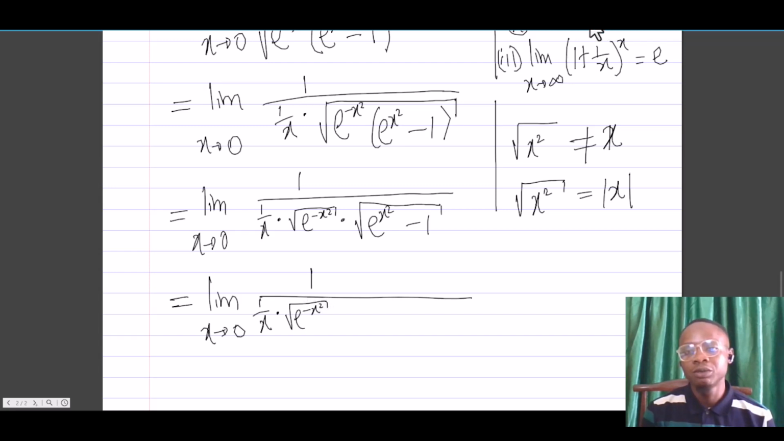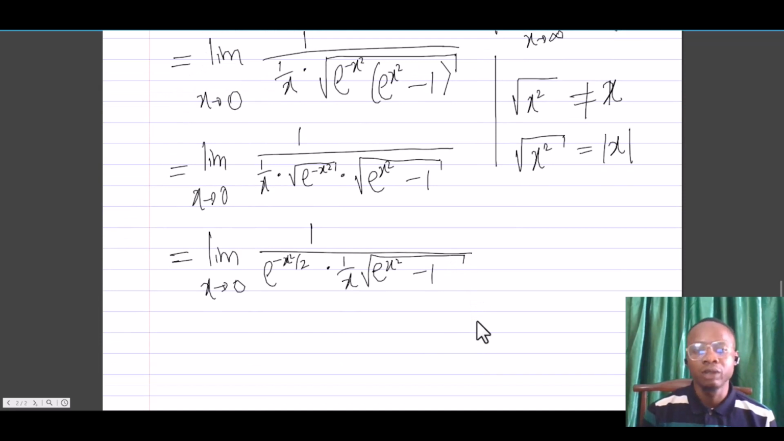Okay, let me rearrange them now. We'll find a way to bring this into the square root sign. Since we have root of e to power minus x squared, we can write that as e to power minus x squared over 2. And this will be multiplying 1 over x into the root of e to power x squared minus 1.